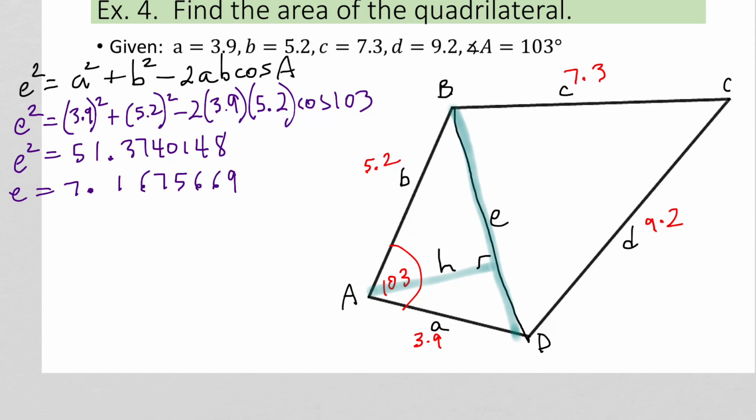In order to find my H, I need to do right triangle trig on either this triangle here or this triangle here. So let's just say I'm going to use this smaller triangle here. I'm going to go ahead and calculate this angle here. Let's just call that angle D. So I'm going to find this angle here, angle D.